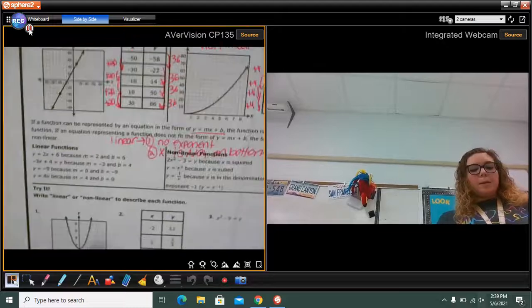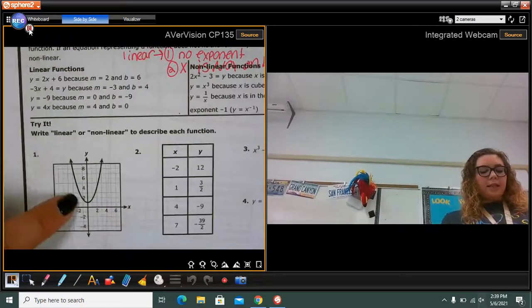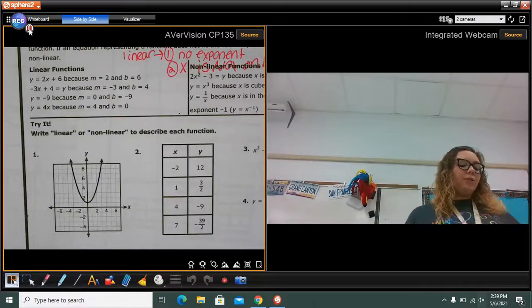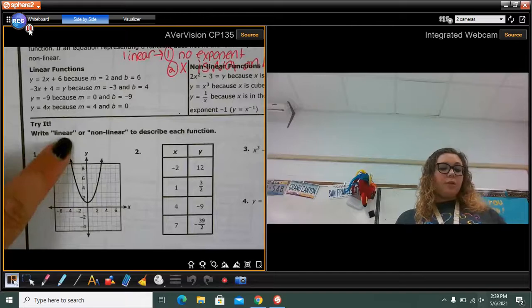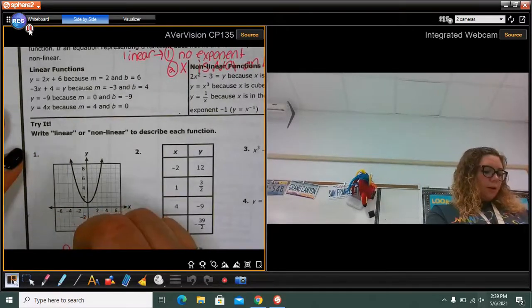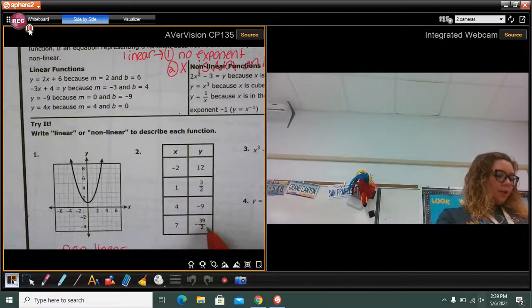Okay? So let's look at these. Is this a linear? Now, I'm not asking you if it's a function or not. I'm asking you if it's linear. Is this a linear? No, because it curves. Non-linear. Okay, let's look over here.